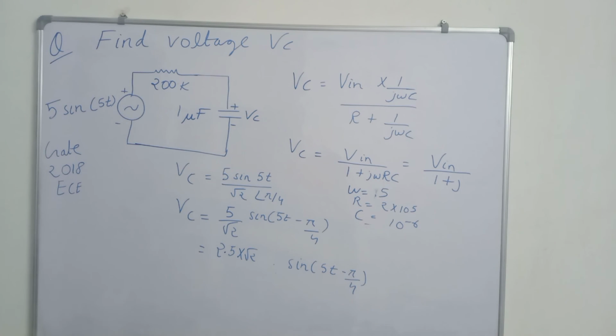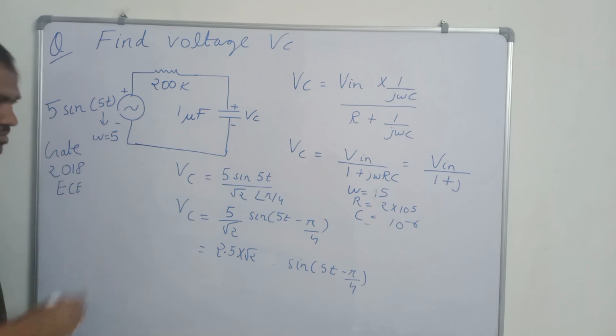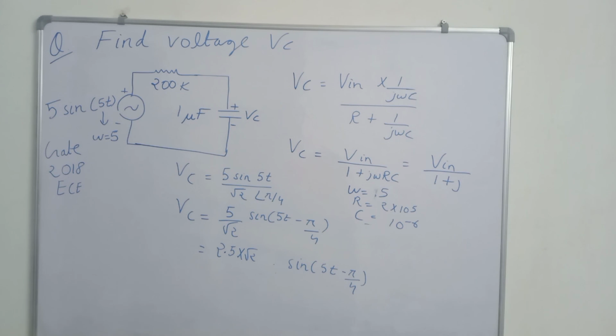So it can be easily solved by applying the voltage divider rule, and from this the value of omega is 5. By applying the voltage divider rule, we can easily find the voltage across the capacitor. So this was a very easy question from GATE 2018 electronics branch.